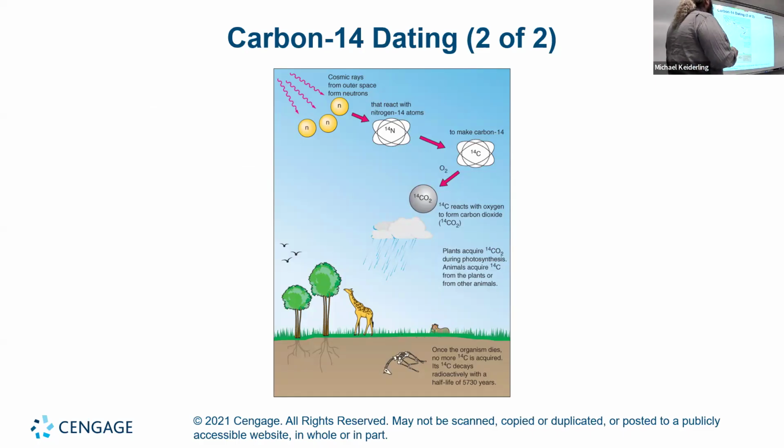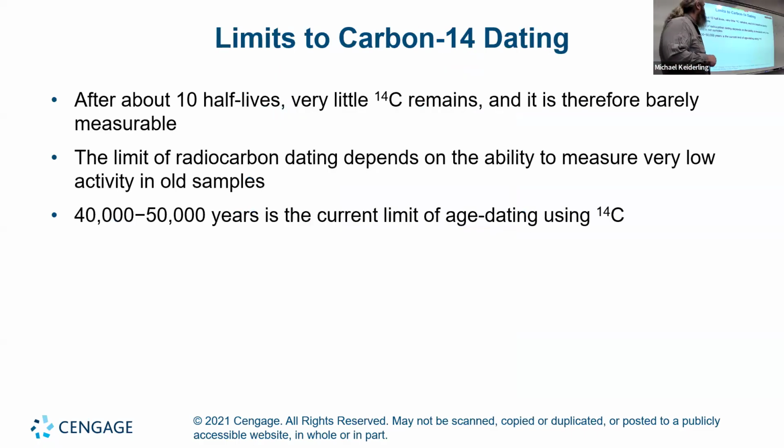Cosmic rays react with nitrogen-14 atoms to make carbon-14. The carbon-14 reacts with oxygen to form carbon dioxide. That carbon dioxide is acquired by plants and eaten by people and becomes part of the body, and then you die and you stop exchanging carbon-14 with the atmosphere.